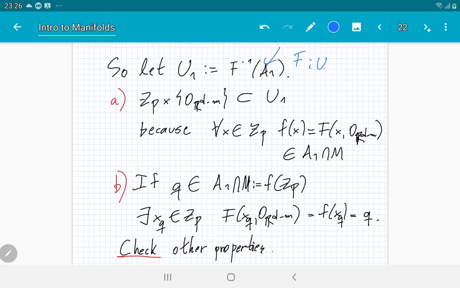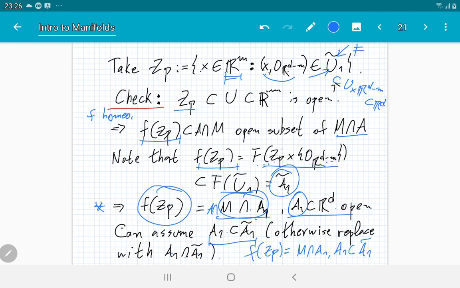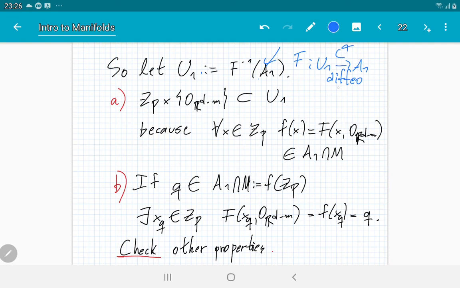Remember, I want F from U1 to A1, which is a C^alpha diffeomorphism. U1 is just going to be the preimage, right? So remember that F is well defined here, because F was actually defined from U1 tilde to A1 tilde. I just have to restrict it to the subset A1, and it's still a diffeomorphism. So, okay. Now let's check a few things.